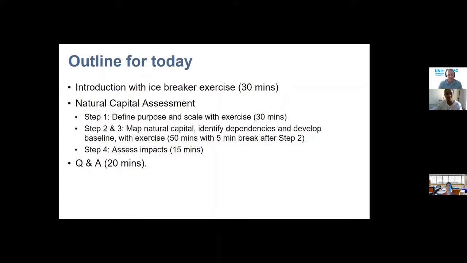of the assessment. So mapping the natural capital assets, identifying dependencies, or essentially the ecosystem service flows, and we'll have an exercise there, and then we'll go on to the final step, which is really kind of using the assessment to understand what impacts a development corridor project might have. And then hopefully there'll be some time for question and answers.